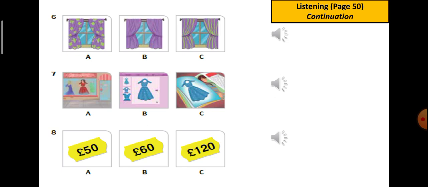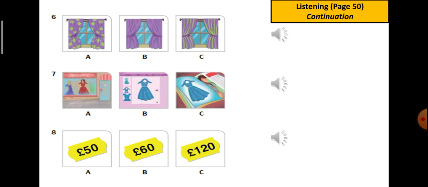If you look at question 6, I'm guessing this one will be something related to how the audio will describe the curtains. That is just my guess, but we have to see. We have to listen to the audio, okay? So you look at curtain A. There are flowers, green flowers on the curtain, on the drapes, okay? B is a plain purple curtain. C has something shimmering to it. It has green lines, green fabric, okay?